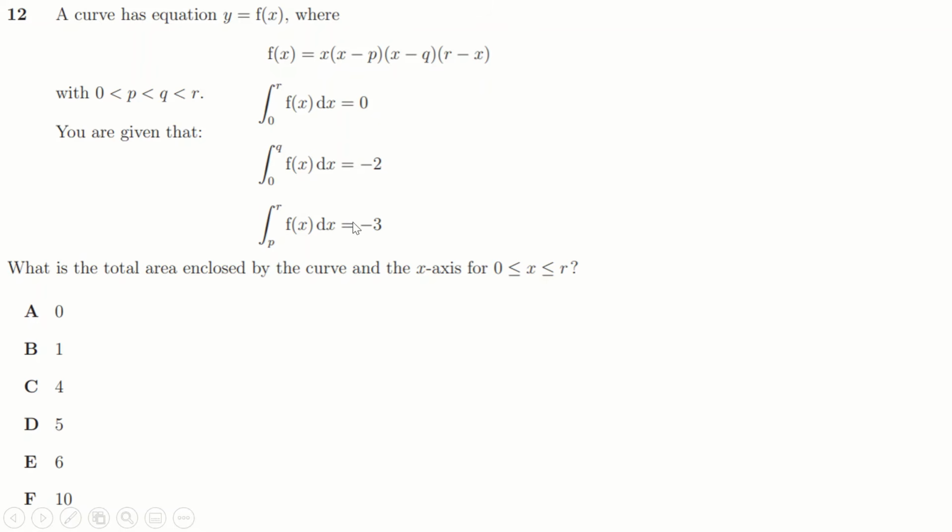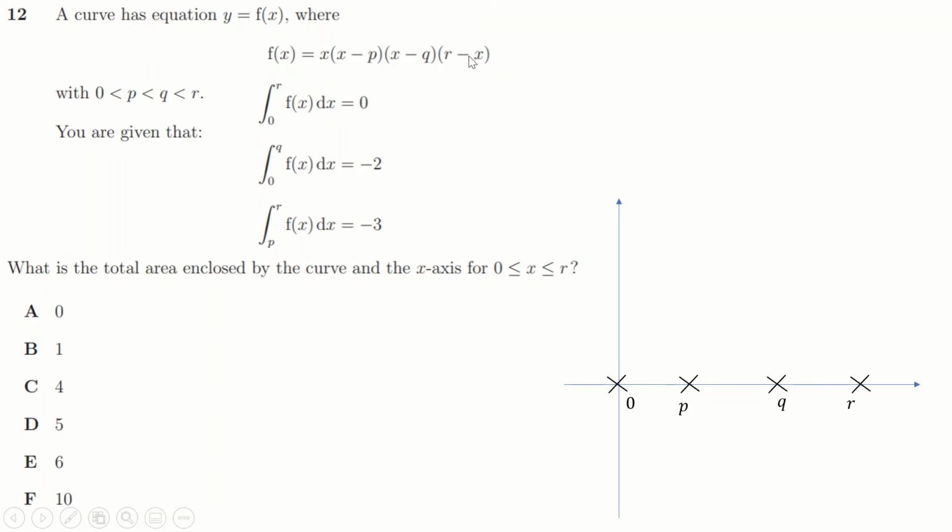Cool. Number 12. Okay, so this is a quartic equation. Now, if it's factorized like this, what that means is the roots are at 0, p, q, and r. So that's nice. Those are all the roots. It's given me where it goes to the axis. That's really nice.